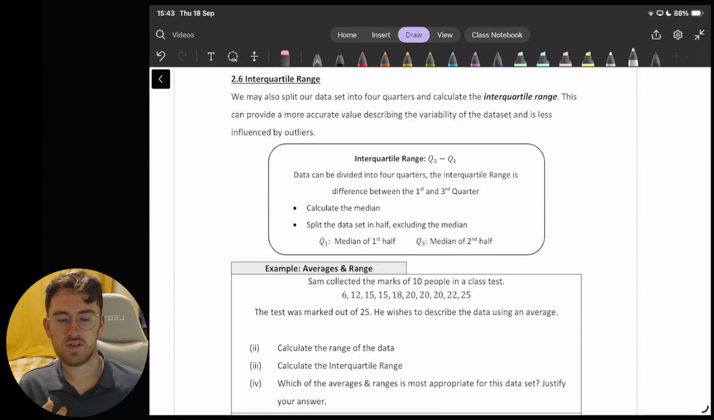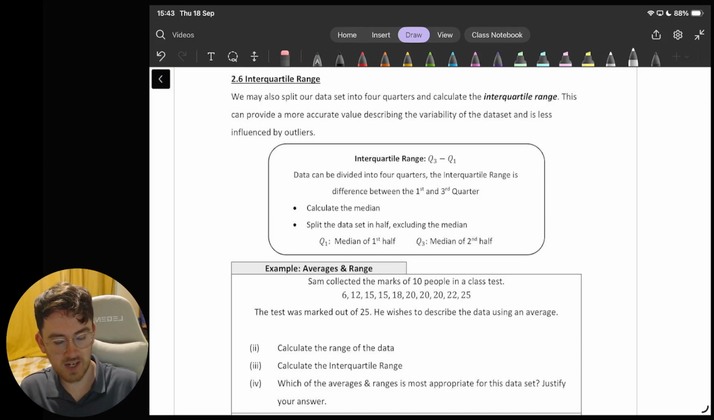Okay, so one of the things then in terms of our descriptive statistics, which is new to us at Leaving Cert, is what we call interquartile range. Again, a lot of the statistics stuff really seems to be in the words. Quartile. There's four quartiles. Something can be split into four quartiles. It's four quarters, I suppose. So it's all to do with splitting the data into quarters.